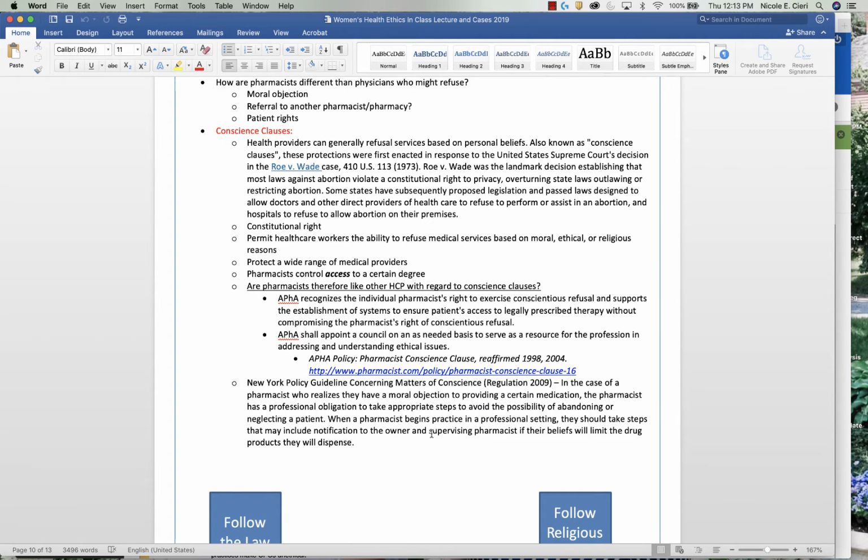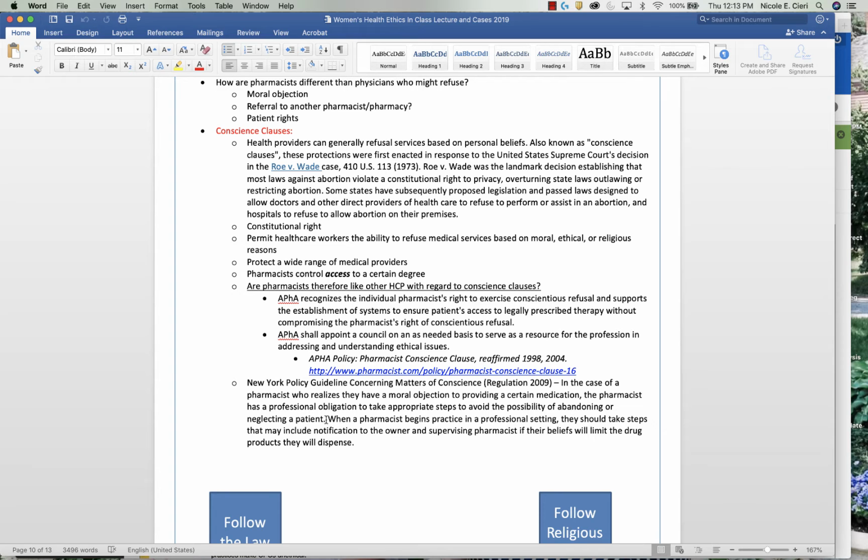So certain states will have different legislation regarding this. Some of them take into account the provision of services for the patient, and some of them have legislation that doesn't take into account whether or not the patient has access to the services. So going to the New York State policy, this legislation says in the case of a pharmacist who has an objection to a certain type of medication or service, the pharmacist has a professional obligation to take appropriate steps in order to avoid abandoning or neglecting the patient. So this is not the case in every state. Depending on where you practice, you may or may not have to take these steps in order to provide access to the service for the patient.